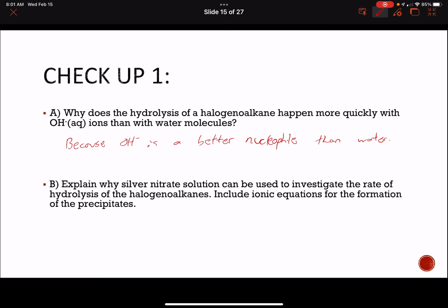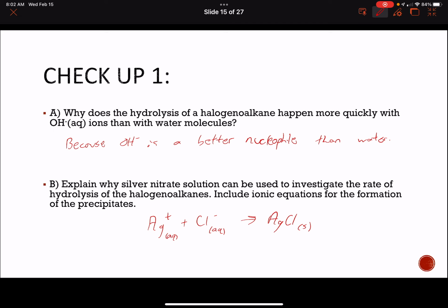And then explain why silver nitrate solution can be used to investigate the rate of hydrolysis, include ionic equations for the formation of the precipitates. I already explained this as well, but just to show you an ionic equation for the formation of a precipitate, an example would be Ag plus plus Cl minus aqueous goes to AgCl solid. Ionic equation means we are only looking to put the ions together that actually form the solid, and we don't include any of the spectator ions.